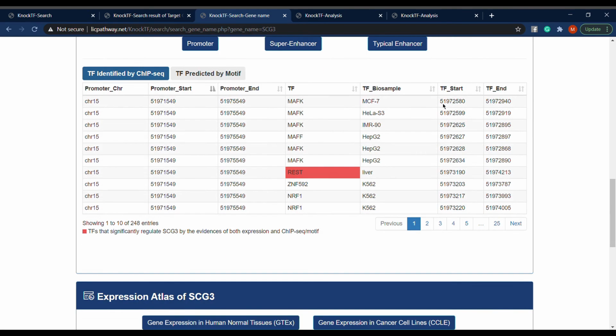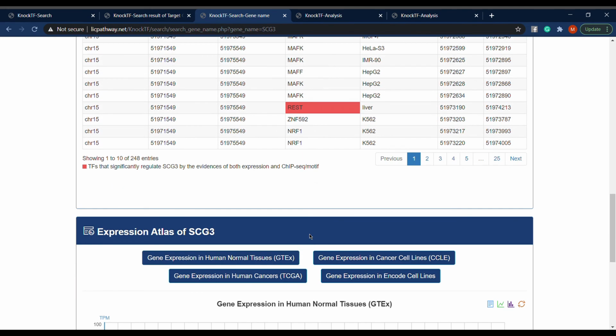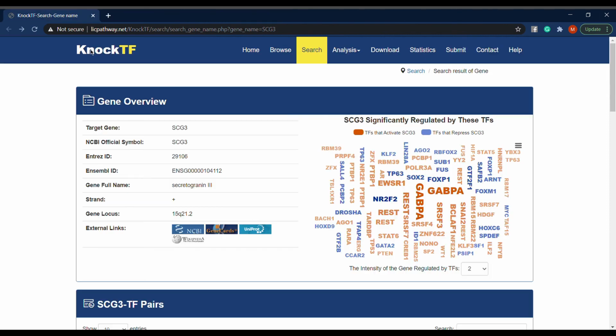Regulation region predicts how TFs affect SCG3 expression, with identified and predicted data for promoters and 2 types of enhancers. Red boxes indicate a significant experimental and predicted regulatory effect by that TF. The Expression Atlas is the same as for the TFs, but for the target genes.